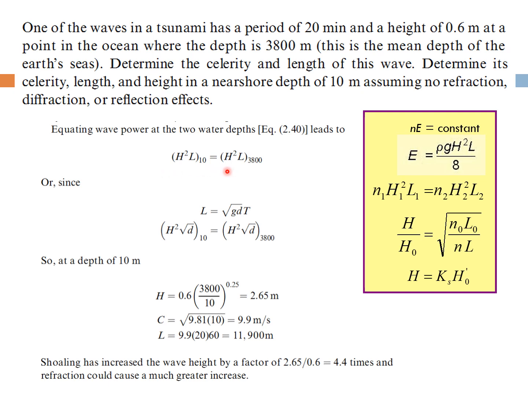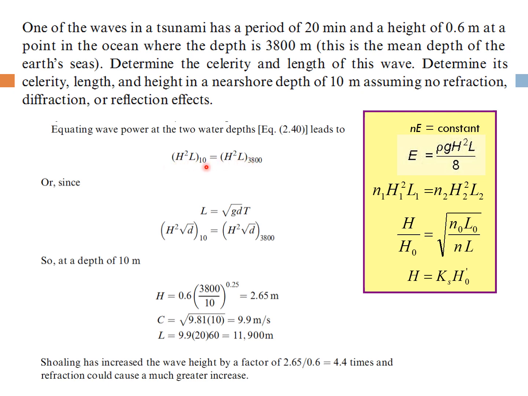Okay, so basically we arrive at something like this, which is this one, isn't it? N has already dropped out because N is the same at both locations. So now we have H squared L at the water depth of 10 meters equals H squared L at the water depth of 3,800 meters. The deep water wave height is 0.6. What we're interested in is the shallow water wave height, so we need the wavelength.